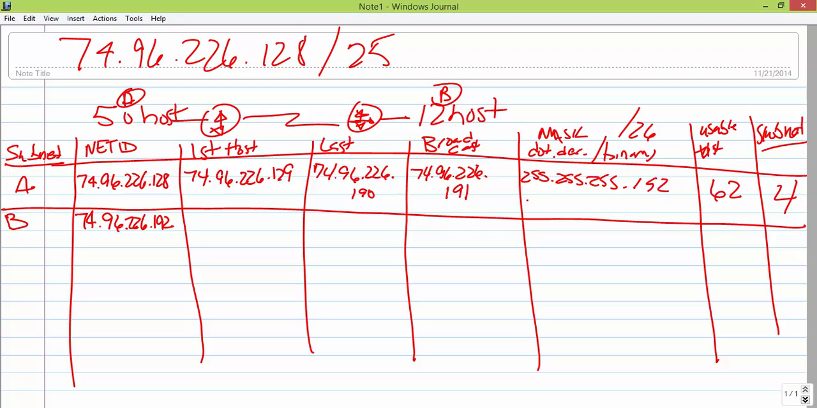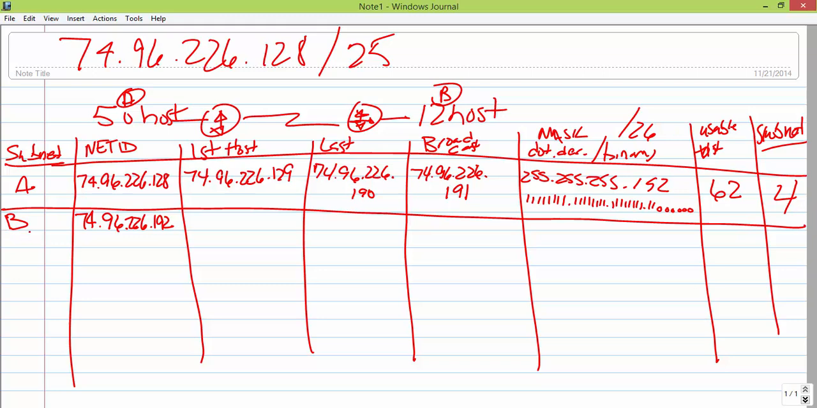Make sure that you turn on 26 ones when you do it in binary. So that is 1 through 8, 1 through 8, 1 through 8, that's 24, 25, 26, and then the rest zeros. So this is your subnet mask in dotted decimal and your subnet mask in binary. You have 62 usable hosts, possible 64 subnets, and the prefix is a /26.